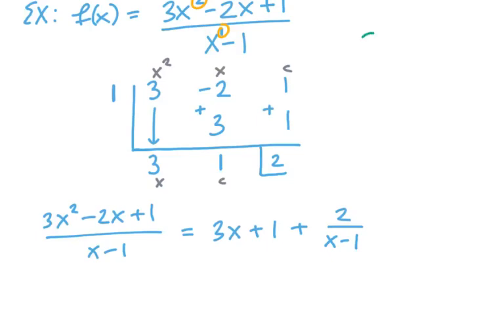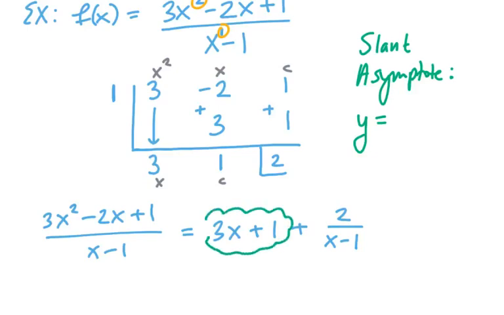So the equation of the slant or oblique asymptote in this example will be y equals, because it does need to be a linear equation, and it's just the result of dividing without the remainder. So y equals 3x plus 1. So a little bit more work for sure in this case, right? We're pulling back our synthetic division from Unit 2.